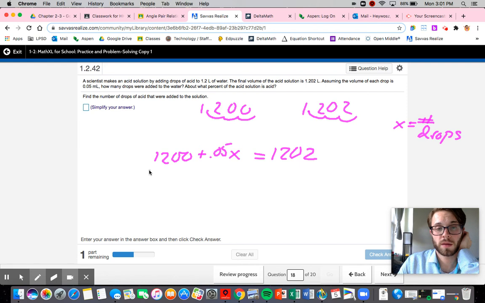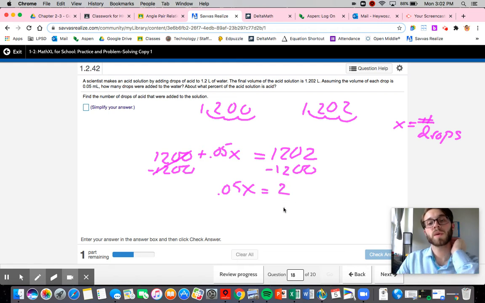Okay, so we're going to subtract the 1200 minus the 1200. 0.05x equals 2. Okay, so again, we only did the 0.05x because that's the number of milliliters times the number of drops, right? Because if I was putting in 1 milliliter with each drop and I put in 6 drops, I'd be putting in 6 milliliters. That's why I'm doing this particular one.